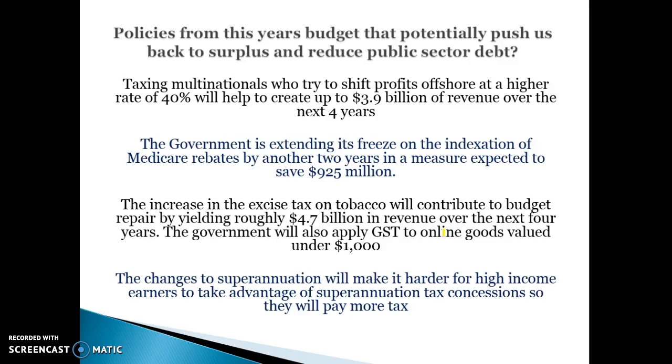Policies from this year's budget that should help us to push us back into surplus and reduce public sector debt. Taxing the multinationals at the higher rate of 40% if they're dodgy and try and shift their revenue offshore will help to get the budget back to surplus. The freeze on Medicare will again help to reduce the government's costs associated with providing Medicare, and therefore that will help to increase the size of the surplus or reduce the deficit. The excise tax on tobacco, again looking at trying to boost government revenue. And changes to the superannuation will make it harder for high income earners to take advantage of tax concessions, so the government will be claiming more tax on high income earners' superannuation contributions, again helping to push us back into surplus.